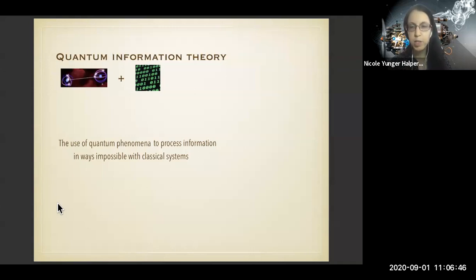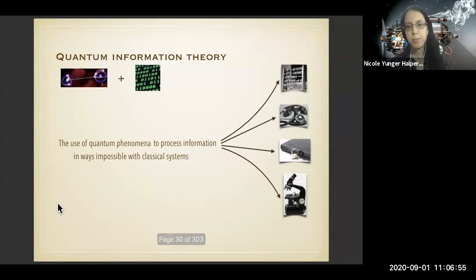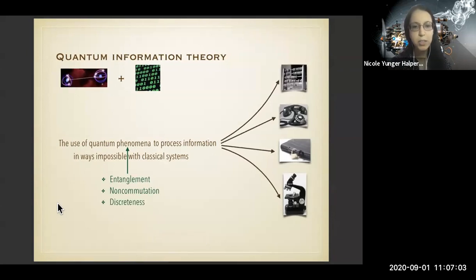By process information, I mean solve computational problems, communicate information, secure information cryptographically, and perform high-precision sensing. By quantum phenomena, I mean entanglement, the non-commutation of operators, the discreteness of spectra, how a measurement can disturb a quantum system, and more.